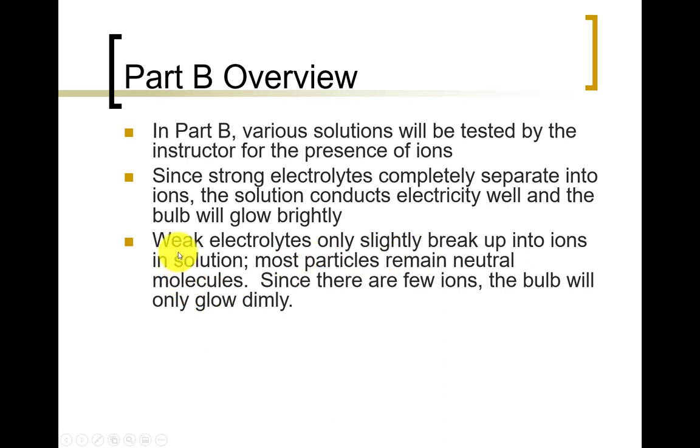With a solution of a weak electrolyte, we are going to have some ions in solution, but probably not many. This is going to vary a lot from one compound to another, how many ions there actually are. But what we would expect is, since there are very few ions, the bulb will glow dimly. What does dimly mean? As I said, that can vary over a wide range, but let's just say not nearly as brightly as the strong electrolyte.